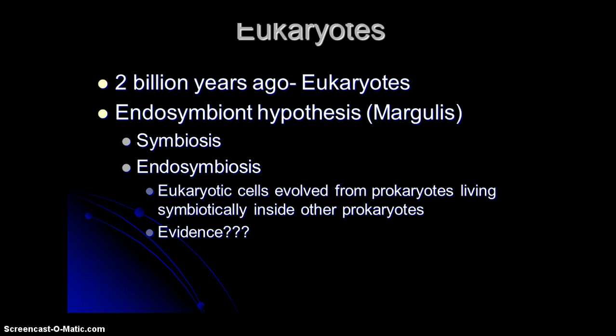Another piece of evidence is that they are both about the same size as a prokaryotic cell. Another piece of evidence is that they have their own ribosomes, which means that they can make their own proteins. And they both have a double membrane, just like a cell has. So that's the evidence for endosymbiosis. Make sure that you have all of that evidence recorded in your notes.